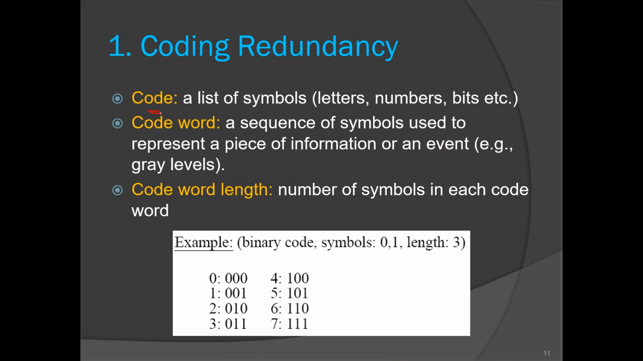Now what is a code? It is a list of symbols, and with the combination of code we can create a code word. Here is an example of a code word. If you are representing any intensity value with 3 bits, this represents one code word, and code word length means the number of symbols. In this case, a symbol is a bit. One symbol is 1 bit. Length is 3, symbols are 0 and 1, and we are using a binary code to represent the intensity value.